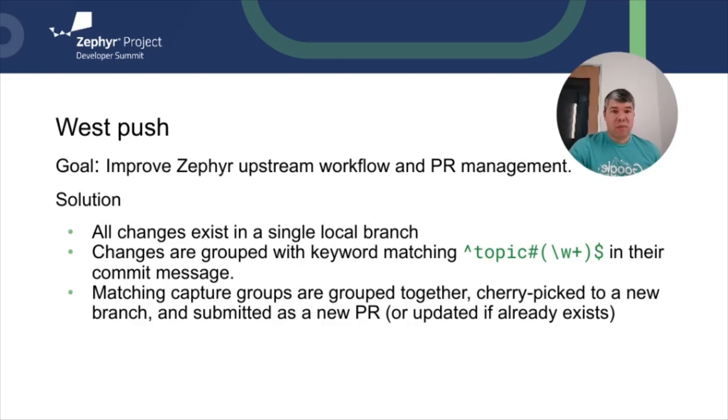So our goal here is to make the upstream workflow PR management easier with a West push subcommand. A developer will have all their commits in a single local branch. Commits can be grouped by adding a topic keyword in their commit message. When you execute this subcommand, it will cherry-pick all commits matching the topic keyword to a new branch and then create a PR for this new branch, or update the branch PR if it already exists. This should help alleviate some of the pain points experienced with PR dependencies, as the subcommand manages these dependencies for you with some help from keywords in your commit messages.